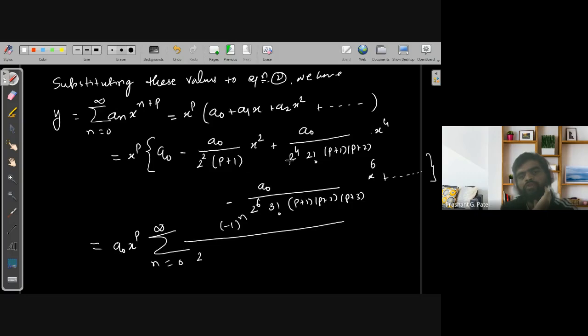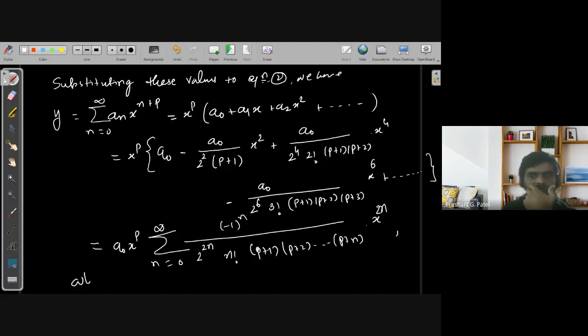This is 2 raised to 2, 2 raised to 4, 2 raised to 6. So it is 2 raised to 2n. And it is 1 factorial, 2 factorial, 3 factorial. So it is n factorial. P plus 1, P plus 2. So it is adding that many terms. So this is P plus 1, P plus 2 up to P plus n into x power 2n, which is the required solution of Bessel's equation.